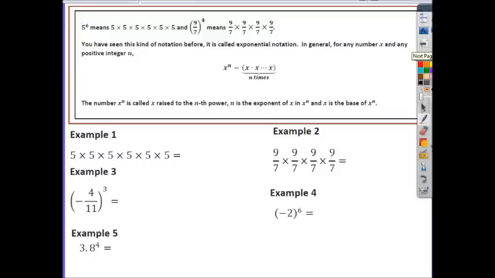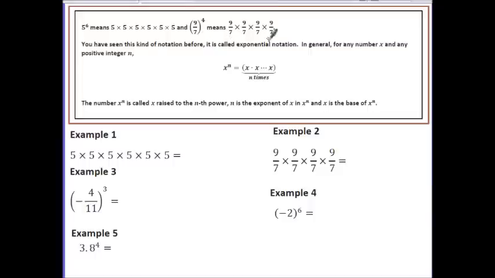So just like our previous example, you can see here that 5 to the 6 means 5 times 5 times 5 times 5 times 5 times 5. You can see why we write it as 5 to the 6 and not as the repeated multiplication, because it's pretty redundant to say. Similarly, we have the fraction 9/7 raised to the 4th power. So this means you have 9/7 multiplied out 4 times.